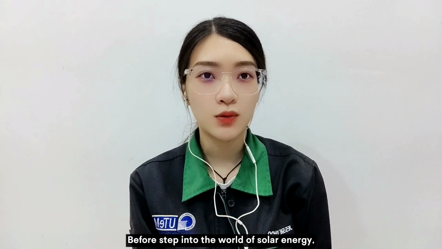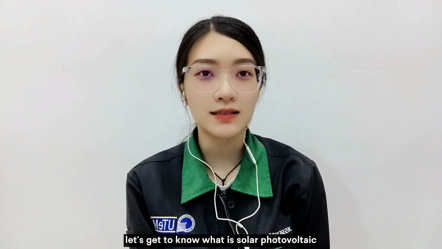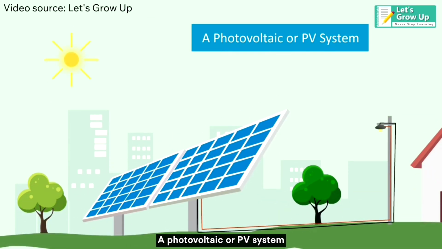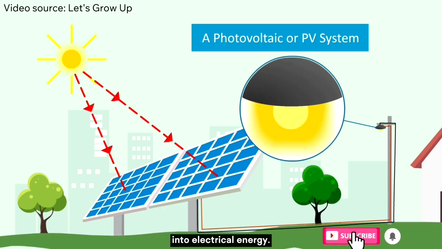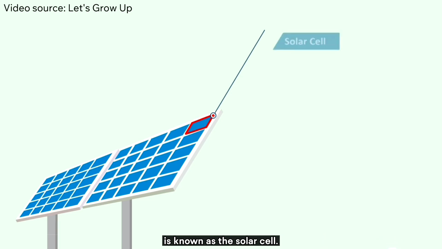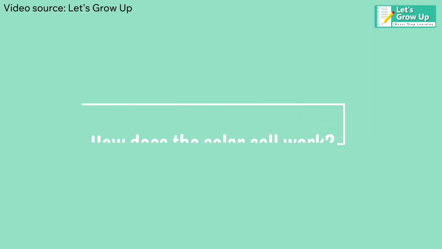Before stepping into the world of solar energy, let's get to know what solar photovoltaic, or solar PV, is and how it works. A photovoltaic or PV system is used to convert solar or light energy into electrical energy. The basic component of the PV system is known as the solar cell. How does the solar cell work?